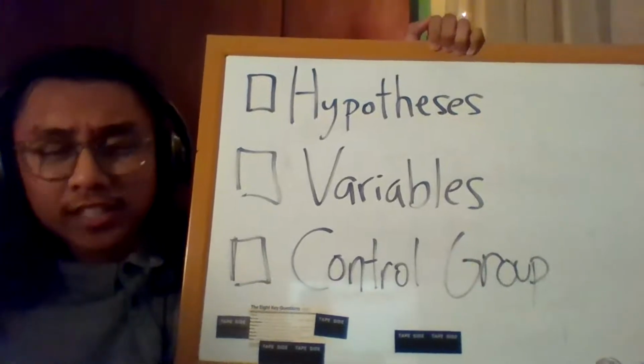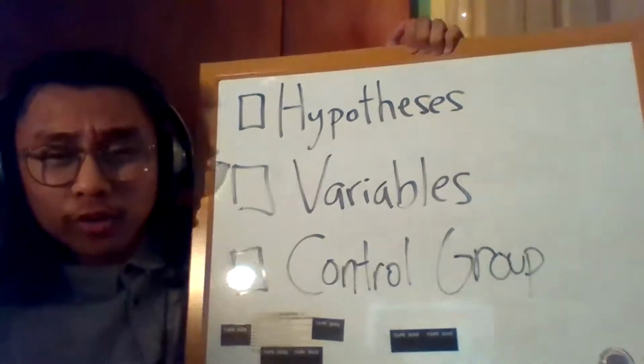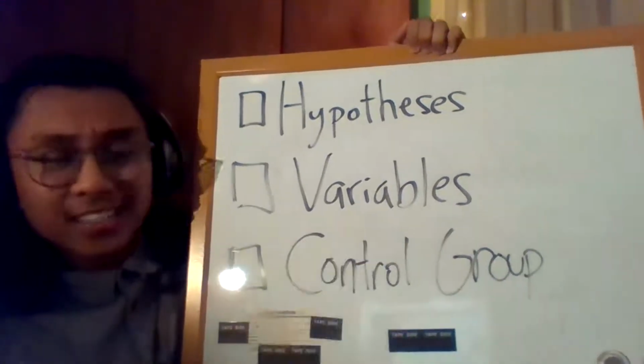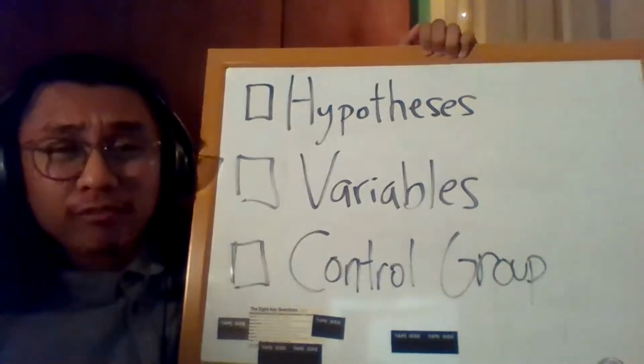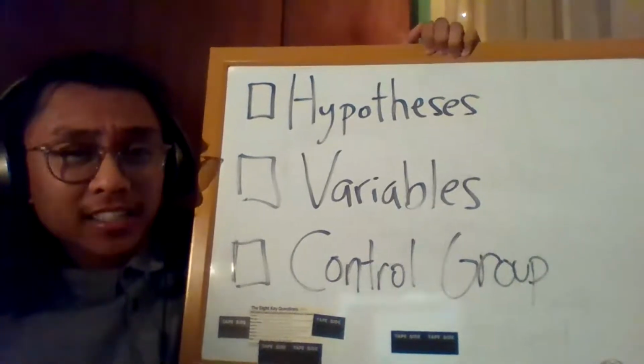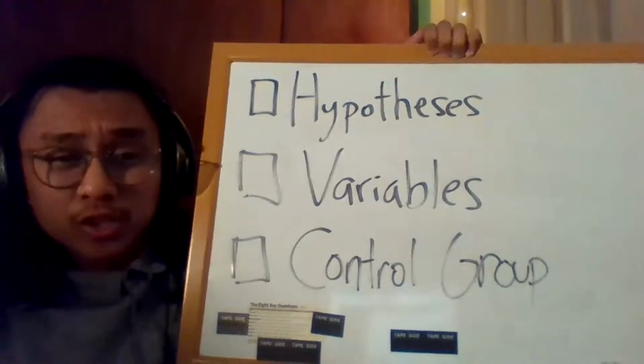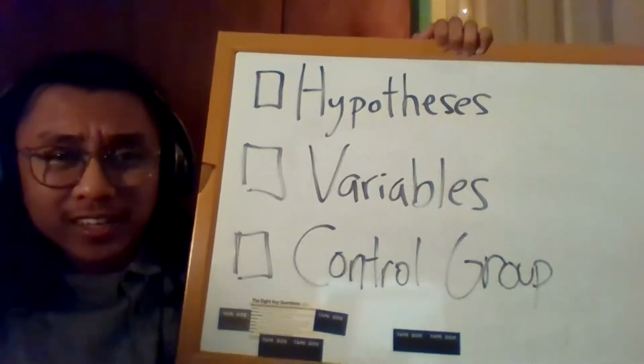Today, we have three things on the schedule. First, we'll go over your hypotheses or your guesses in your investigation. Next, we'll talk about identifying your variables for your online simulation investigation. Lastly, we will talk about your control group, again, in your investigation.